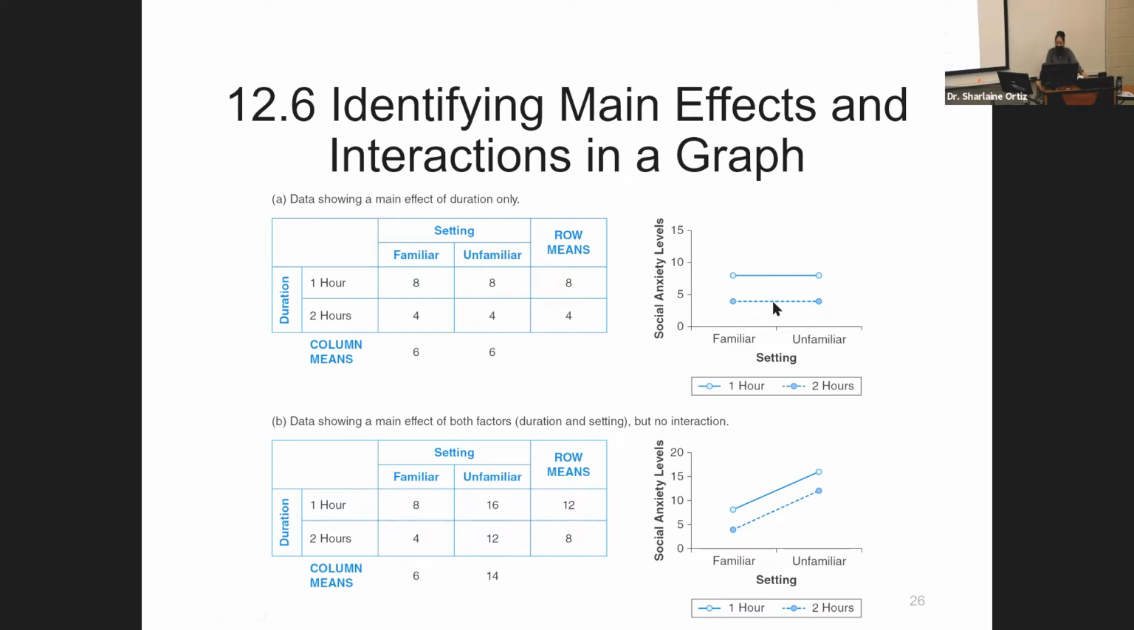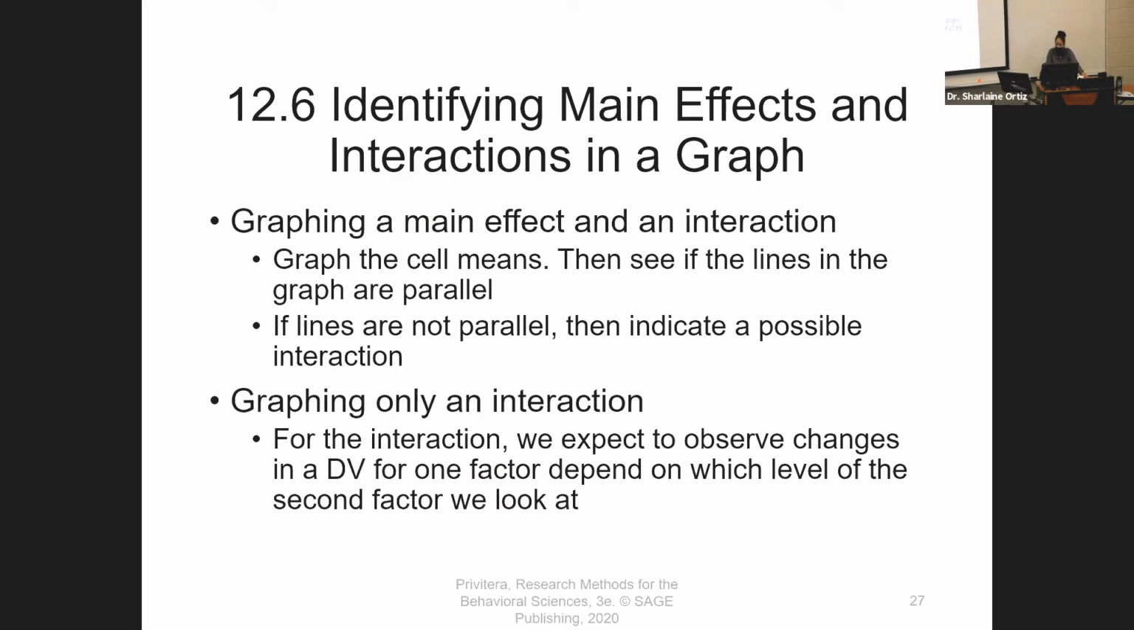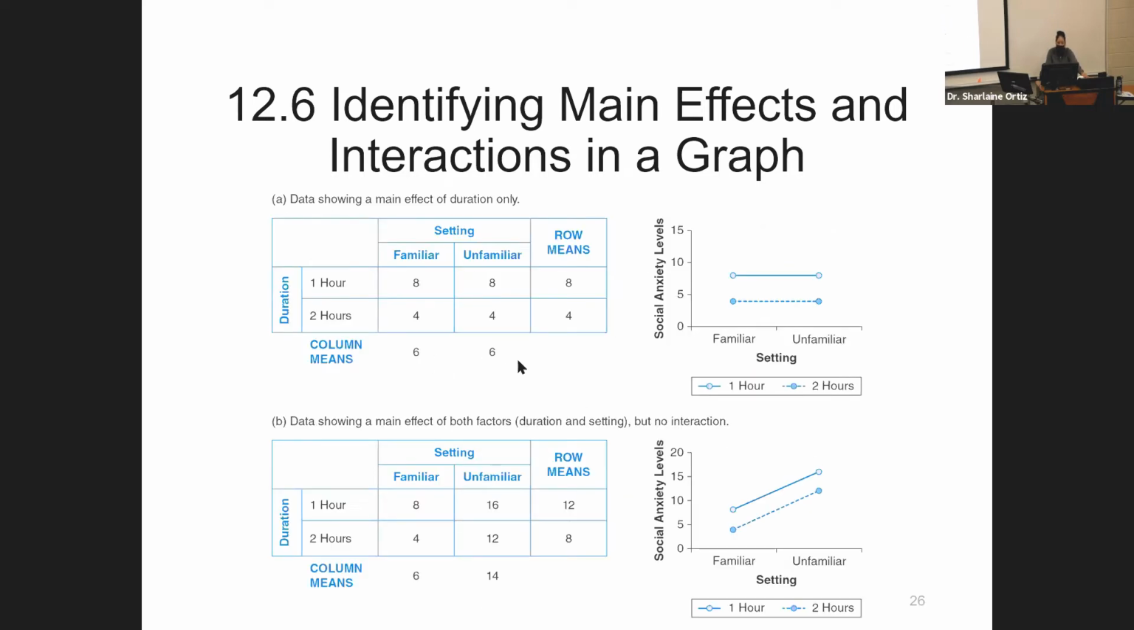So in this specific case, that's why the lines remain horizontal. And again, this would be for 1 hour, and this would be for 2 hours. Notice that the overall mean for that specific data was 8, and for the second one for unfamiliar was 4. So now we are looking at our row means.